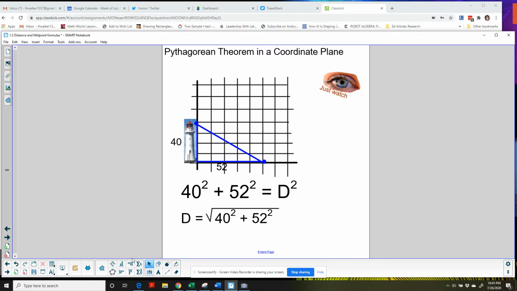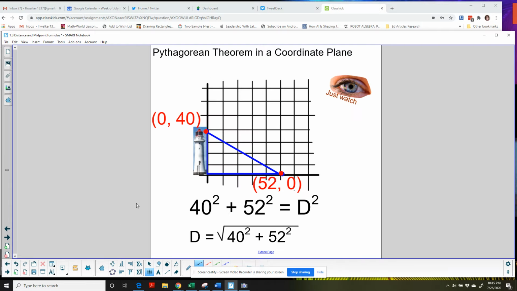We call this a squared plus b squared equals c squared, which means you're going to have to square root this sum here to get that length, to get c. You just want c, not c squared.